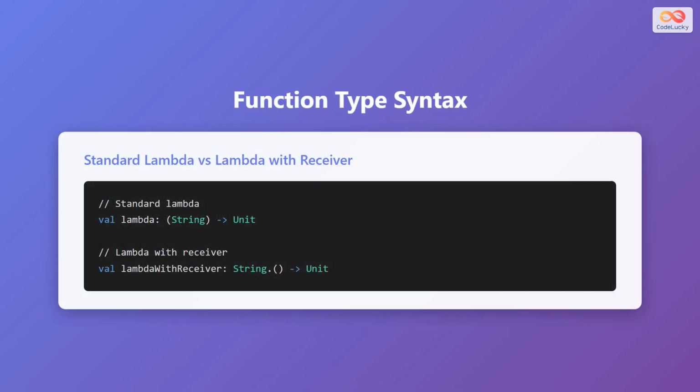Let's look at the syntax difference. A standard Lambda has the function type written as parameters in parentheses, followed by an arrow, then the return type. For example, a Lambda that takes a string parameter and returns unit. However, a Lambda with receiver is written differently. The receiver type comes first, followed by a dot, then parentheses for the extension function syntax, an arrow, and the return type. Notice how String.() -> Unit indicates that string is the receiver type.